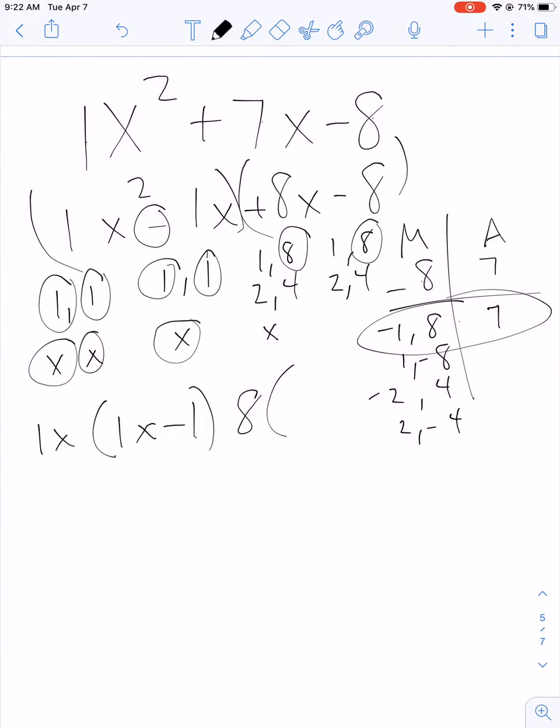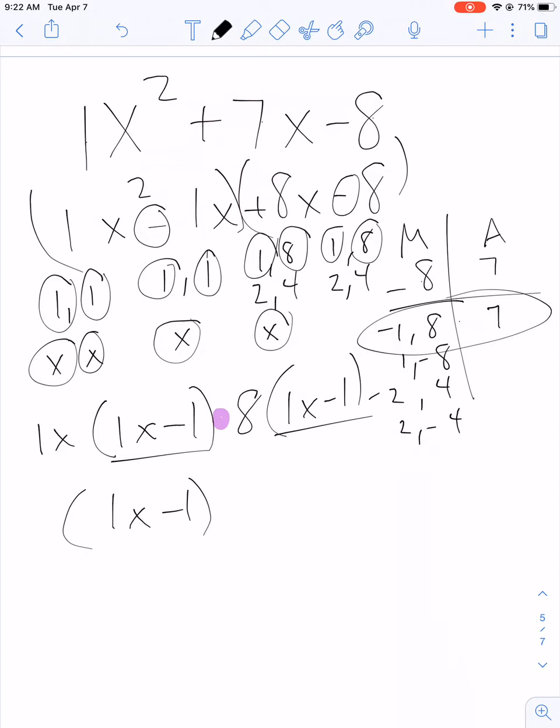And now we've got 1x minus 1. If these are the same, great. If not, remember you can change this sign. But if they're the same, write it out in front. And write what's left. 1x plus 8.